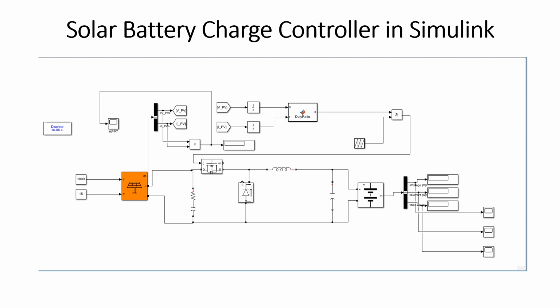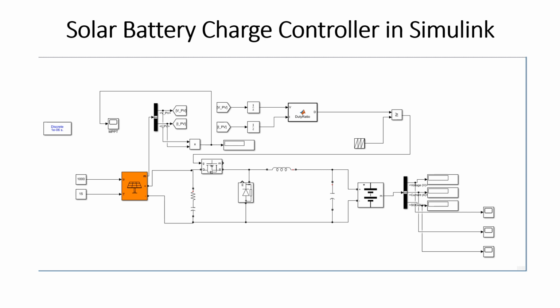So we have designed this boost converter circuit in MATLAB Simulink. As you can see, this is the PV cell, and the solar irradiation and temperature have been input in here, and this is the MOSFET switch, and this is the battery storage system. And in the duty ratio block, we have integrated the incremental conductance method.